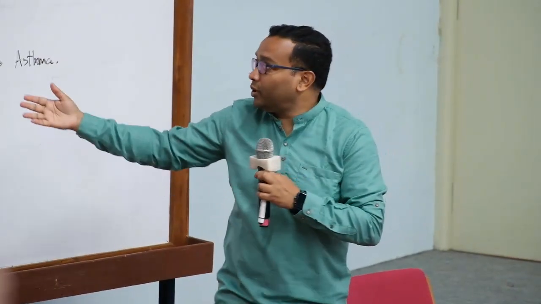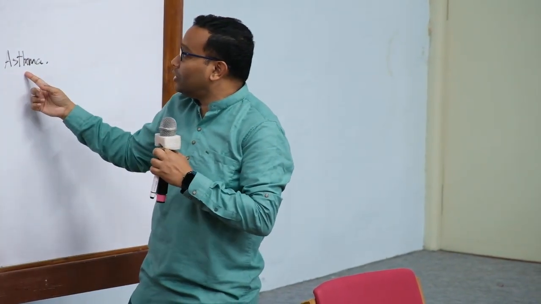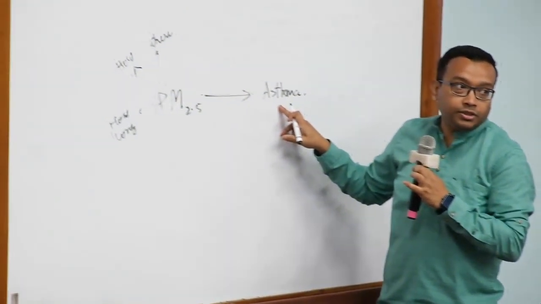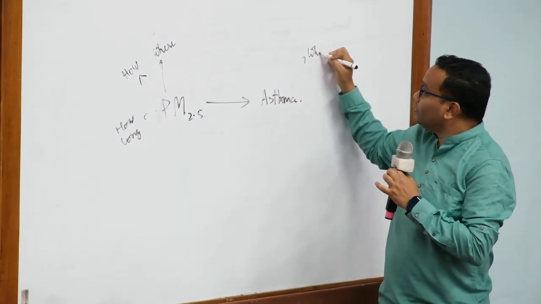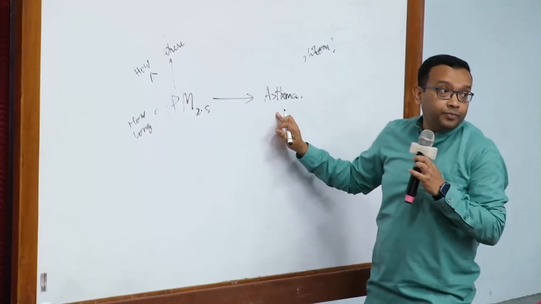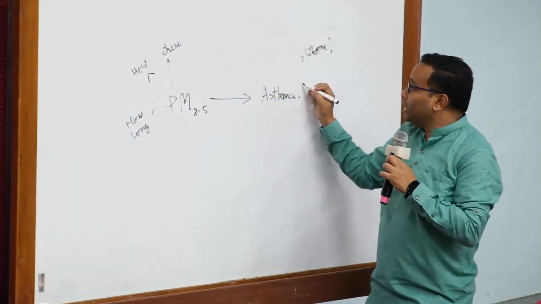For PM 2.5, you always have to remember that the outcome you are studying is asthma. So again the same questions can apply here as well. Asthma in whom? Who are you getting asthma data from? At what level?